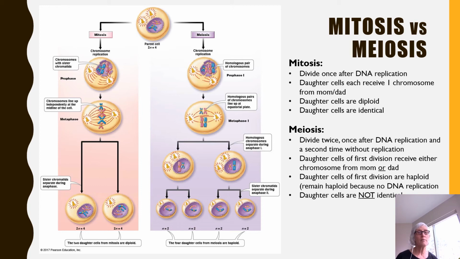During the process of meiosis, cells divide twice, once after DNA replication and a second time without DNA replication. Daughter cells of the first round of division receive either a chromosome from mom or a chromosome from dad. Daughter cells of the first division are haploid, and they remain haploid throughout that second division. At the end of the second division, daughter cells are not identical to one another.